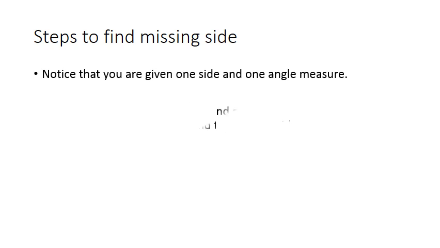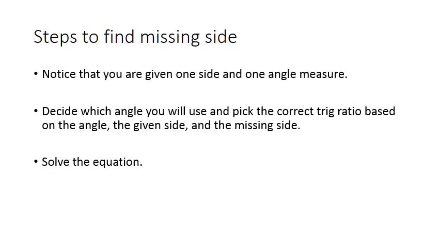So these were the steps that we showed you on day 3. You'll have to notice again that you're given one side and one angle measure. Depending on which angle you choose to use, you have to pick the correct trig ratio based off of the given angle, the given side, and the missing side. The difference today is you're going to have to draw your own triangle first, so make sure you use common sense as you're drawing and labeling your triangle. And then solve the equation.